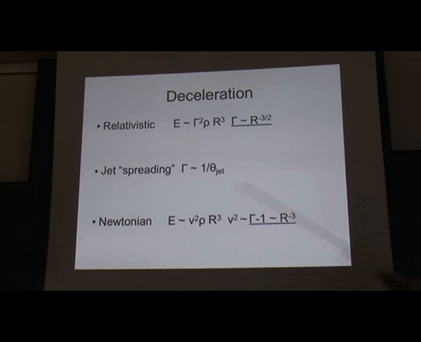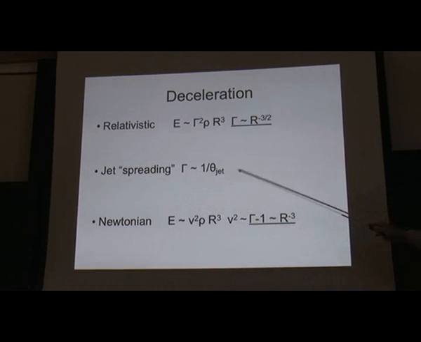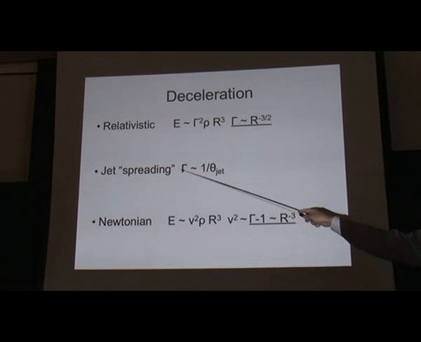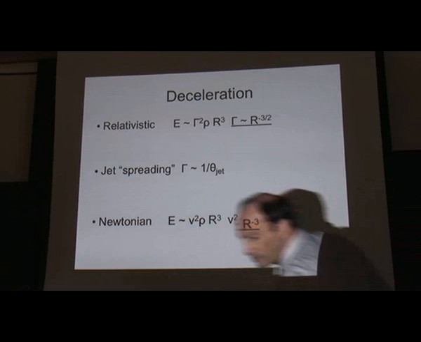We also need to look at jet spreading. Initially the jet is beamed relativistically, but as it slows down, of course, it's going to start to spread sideways. So that has to be solved numerically as well. And then at late times, it's going to go into the Sedov phase, so the explosion becomes Newtonian.